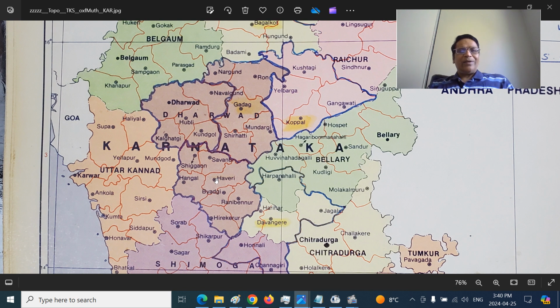Southern part is Haveri, now a new district. Northern part is still the Dharwad Hubali area here. Eastern part is the Gadag district here. So this is the entire area.